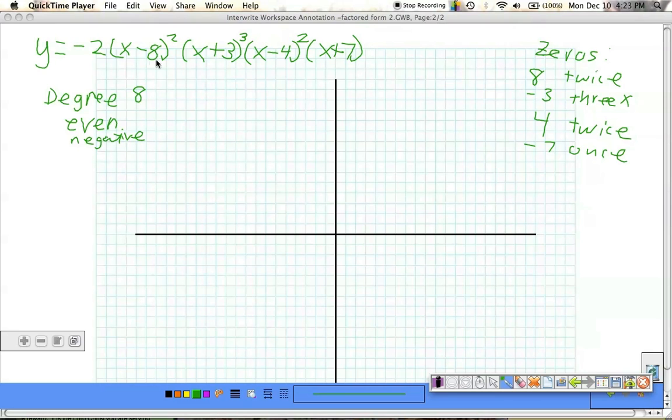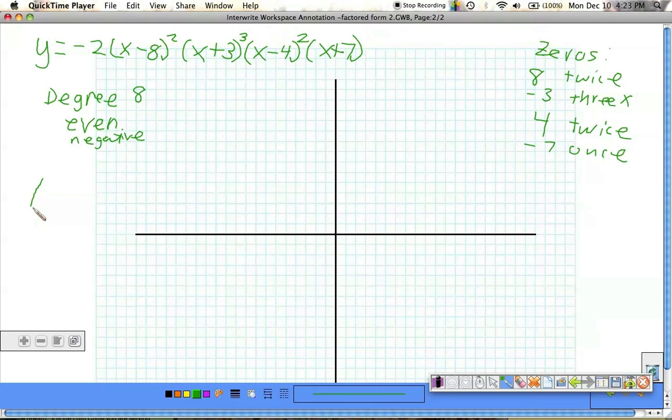If I multiplied all the x's out, foiled everything, cubed this, foiled that, multiplied by that, I would get x to the 8th. I would get negative 2x to the 8th if I multiplied by that. It's an even degree with a negative leading coefficient. That means the ends behave like the ends of negative x squared. Down to the left and down to the right.